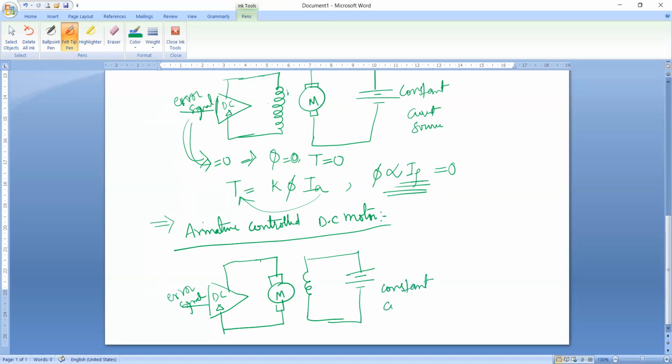In this type of servo motor, the DC excitation is provided to the field winding by a constant current source. The error signal, after amplification through the DC amplifier, is supplied to the armature across the armature terminals.